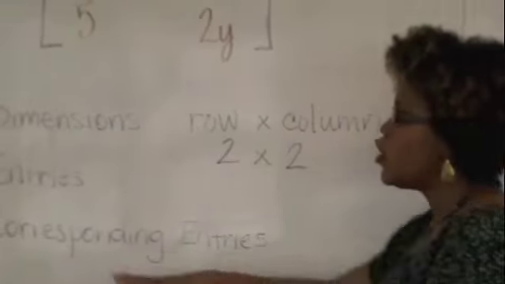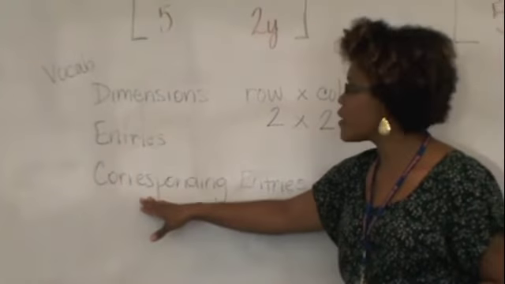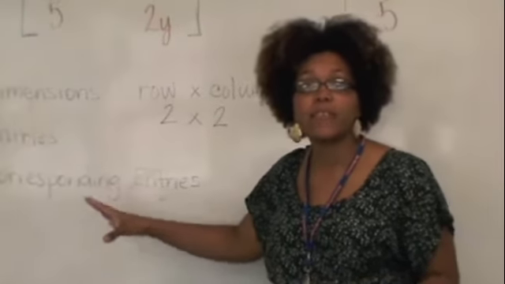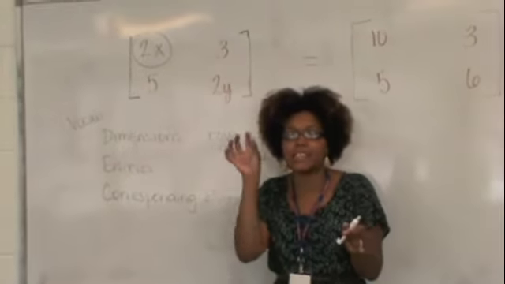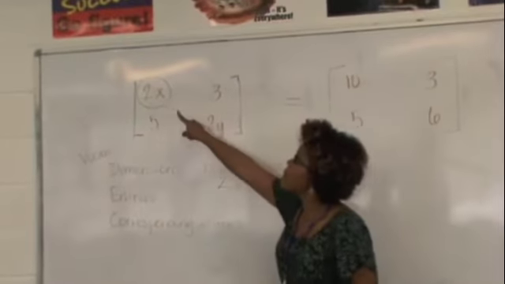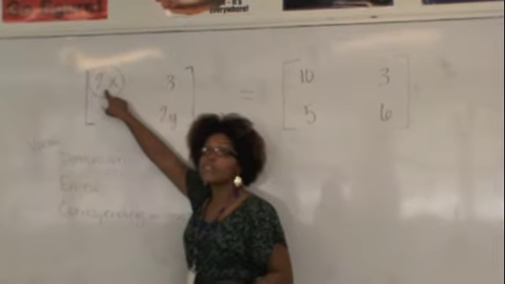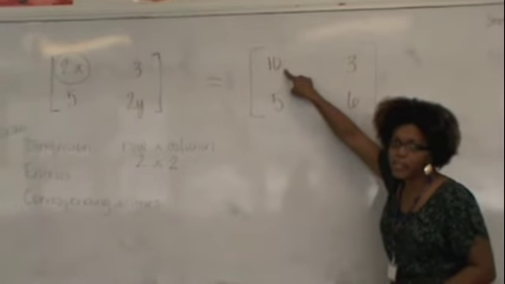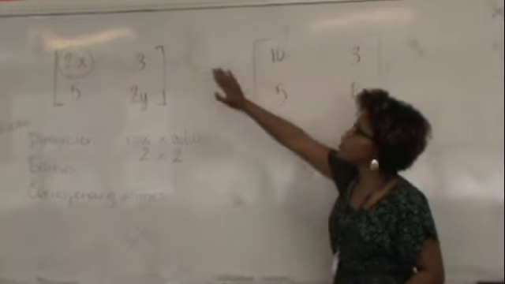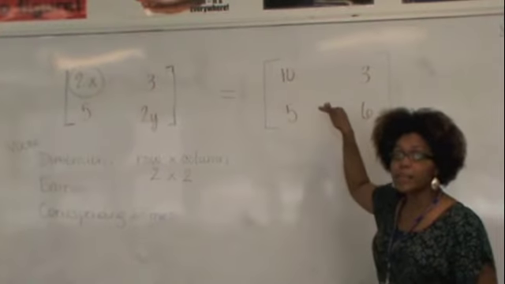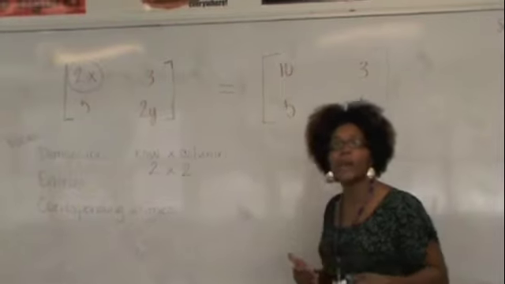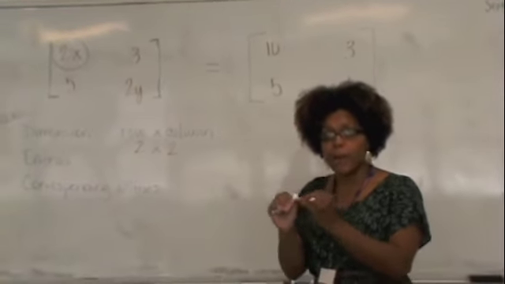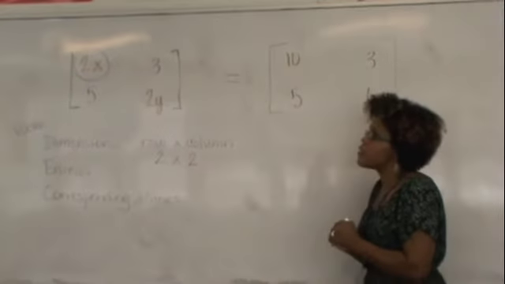This word may be new. We talked about it a little bit before, but corresponding entries basically just mean the entries that are in the same relative position, inside the brackets in the same spot. So here, this first entry, 2x, corresponds with this entry in the other matrix, which is a 10. So 2x and 10 are corresponding entries. When you start to add on your notes page, you'll see it says you have to add up the corresponding entries. Same thing with subtraction.